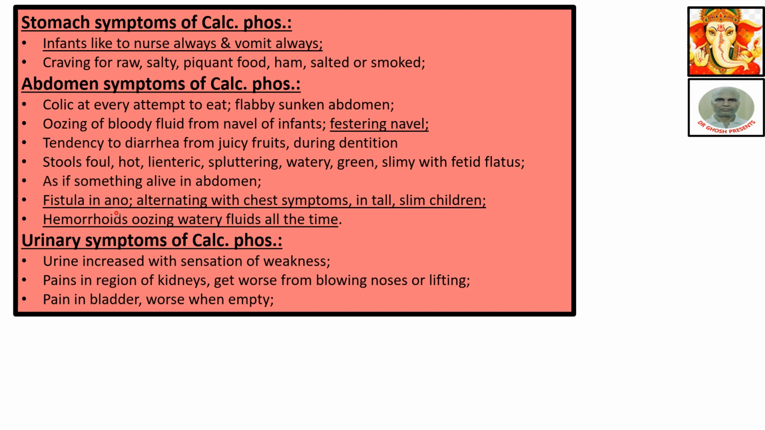Fistula in ano. I have already mentioned this. Alternating with chest symptoms in tall, slim children. Tall, slim children are Calcarea phos patients.